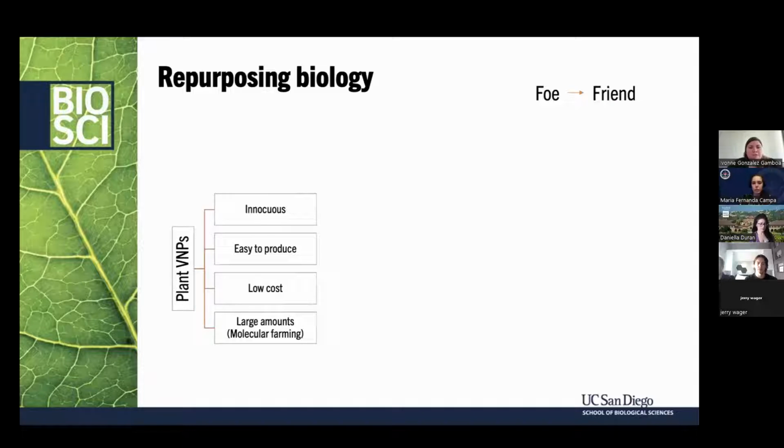So what we're trying to do here is, yes, we're using new technology. Yes, it's going to pump up the price a little bit, but it's still very manageable. It's still very easy to produce. It's still very low cost. So it still has to be cost effective. And that is why we're using these plant viral nanoparticles.